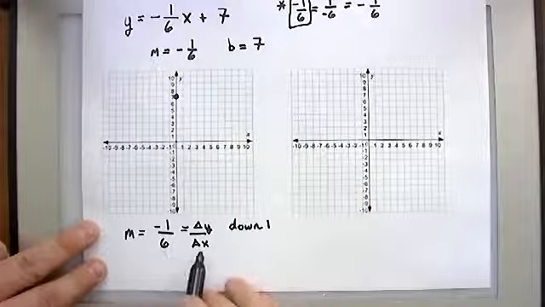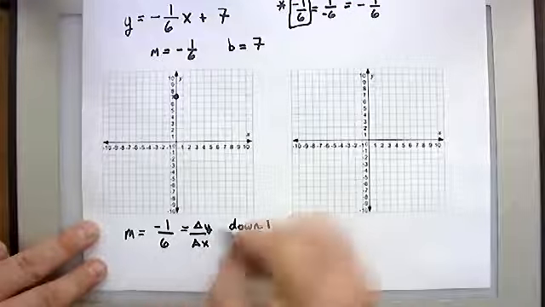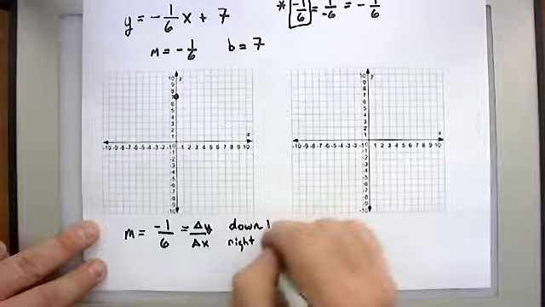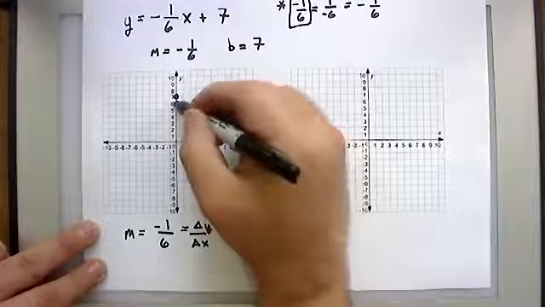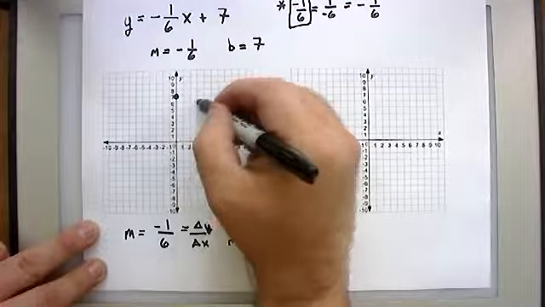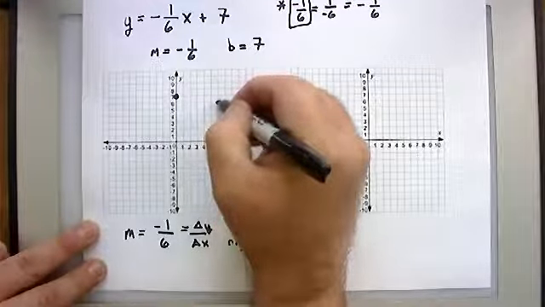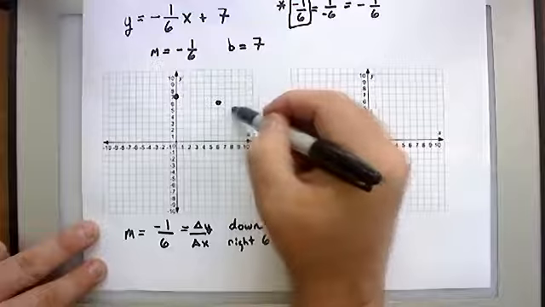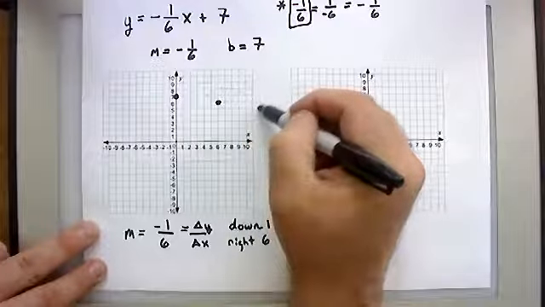And the change in x would be +6. Be careful, because that's not two negatives. And that would be right 6. So I'm going to go down 1, right 1, 2, 3, 4, 5, 6. And again, you could keep doing that if you want to. Down 1 over 1, 2, 3, 4, 5, 6, somewhere out here.